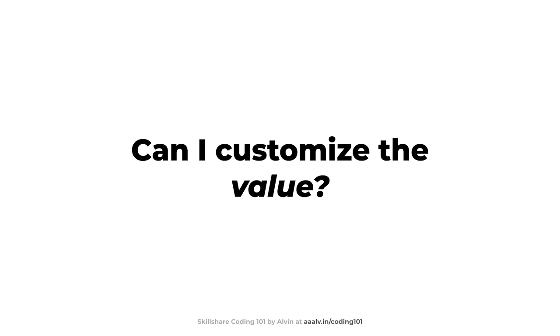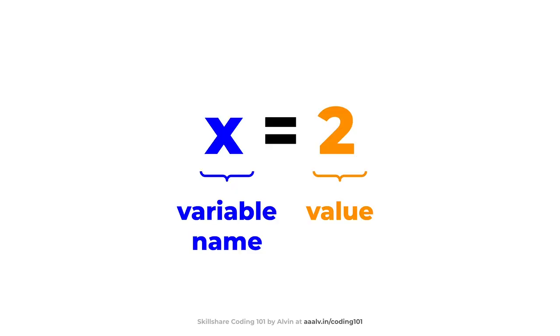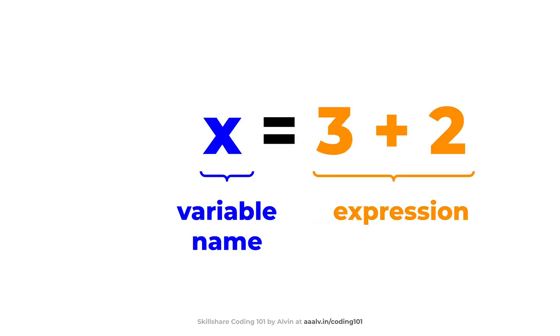The next question is, can we customize the value? And the answer is again yes. You can add 2, you can add an expression such as 3 plus 2. In sum, we can change the variable name and we can change the value. However, the symbol in black, the equal sign, is always the same. Anything colored in black in these visualizations is fixed, like the equal sign here. Now, let's try this in code.